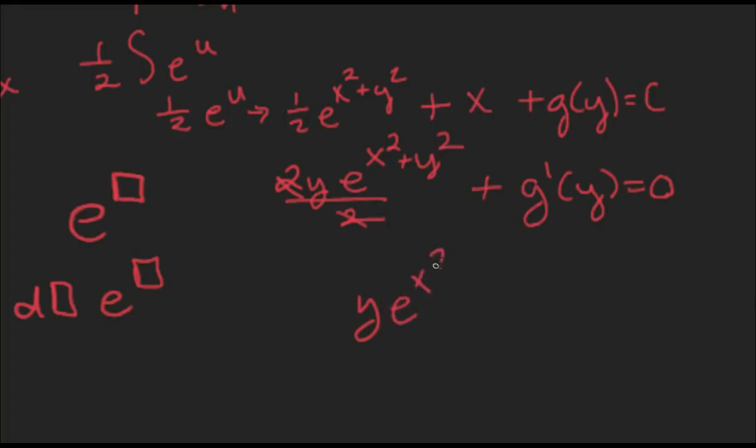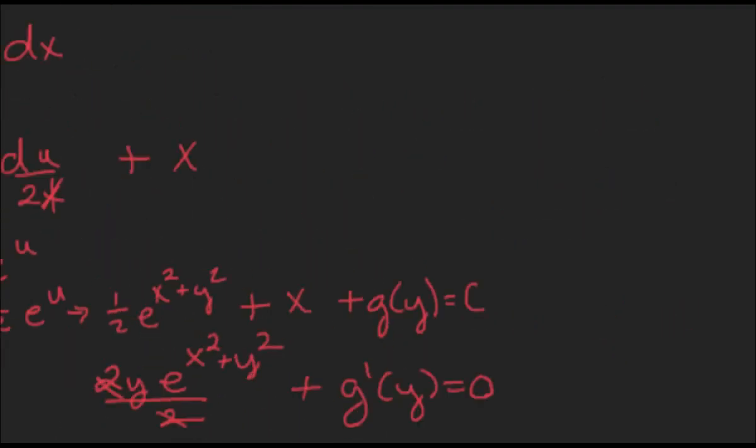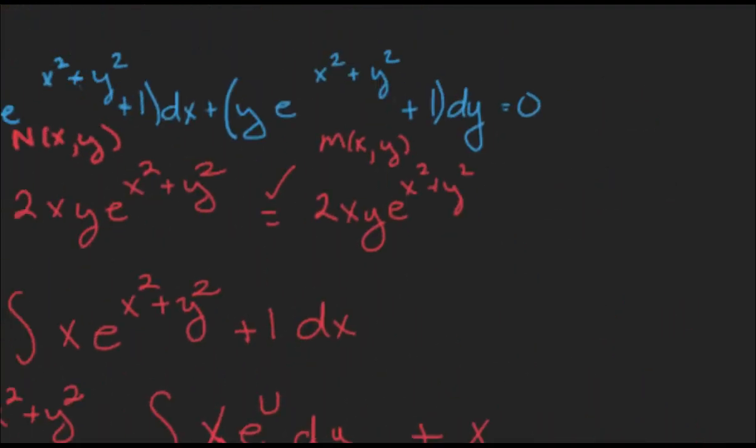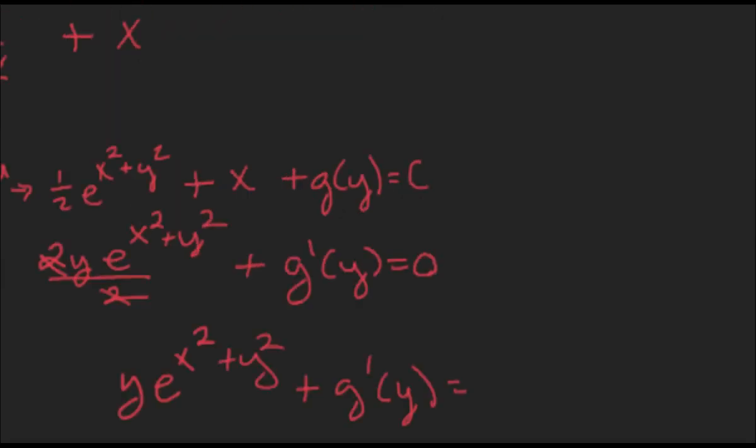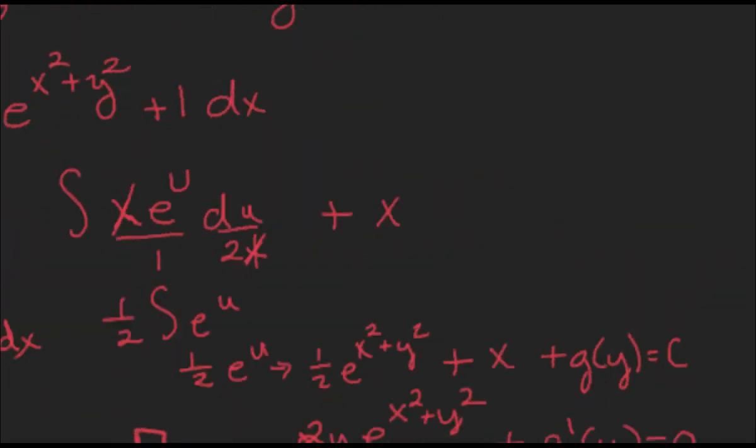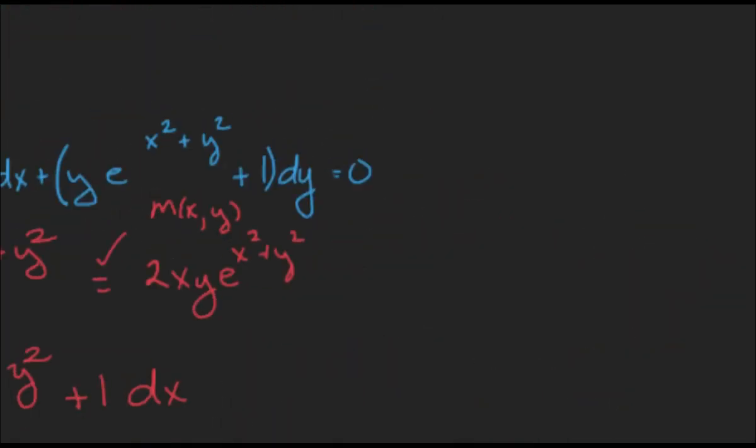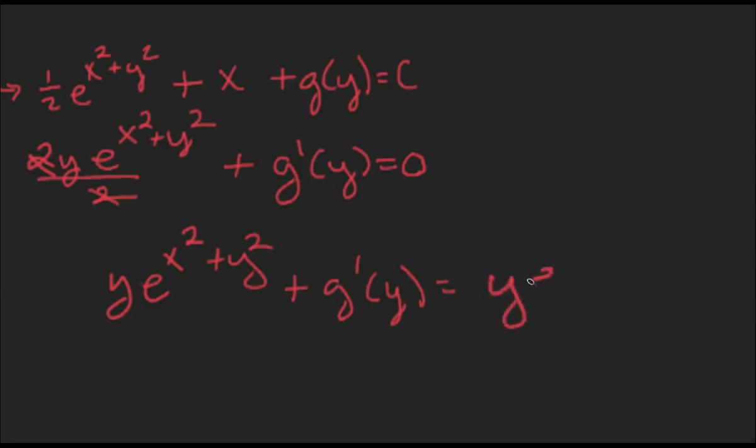So now what you do is you set this equal to the other one that you did not integrate to see if there's a g y prime. And if I did it correctly, hopefully there will be. Which one did we integrate? We integrated with respect to x. So we need m, and that's going to be that plus 1. Good. So y e to the x squared plus y squared plus 1.